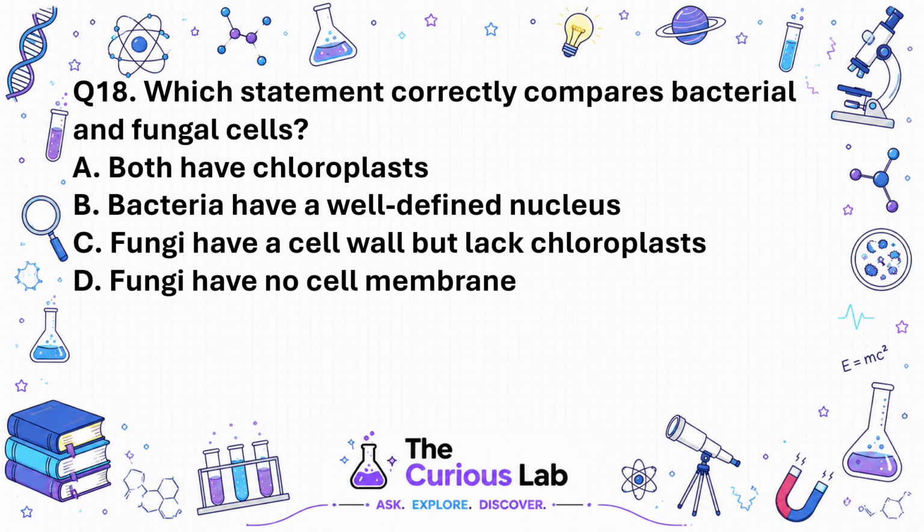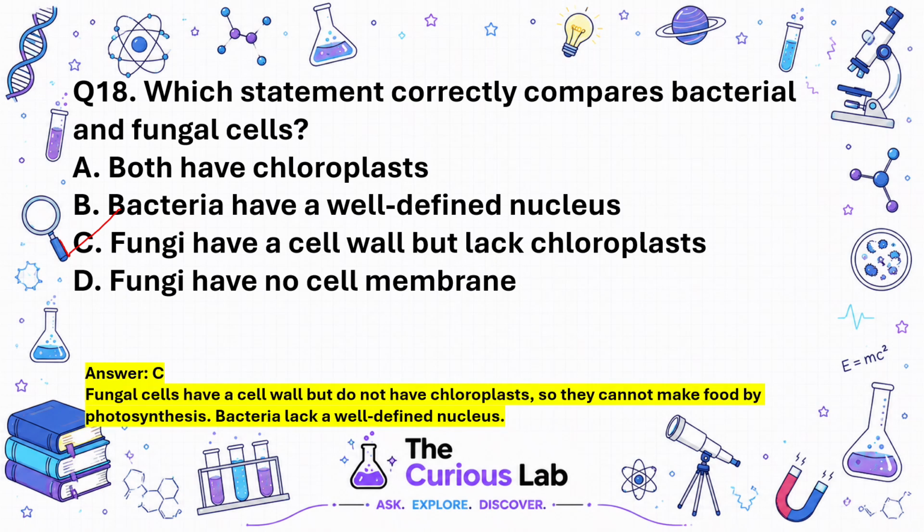Next question. Which statement correctly compares bacterial and fungal cells? Both have chloroplast? No. Both have a well-defined nucleus? No. Bacteria do not have a well-defined nucleus. Fungi have a cell wall but they lack chloroplast. Yes, this is the answer. Fungi have a cell wall made up of chitin but they do not have chloroplast.